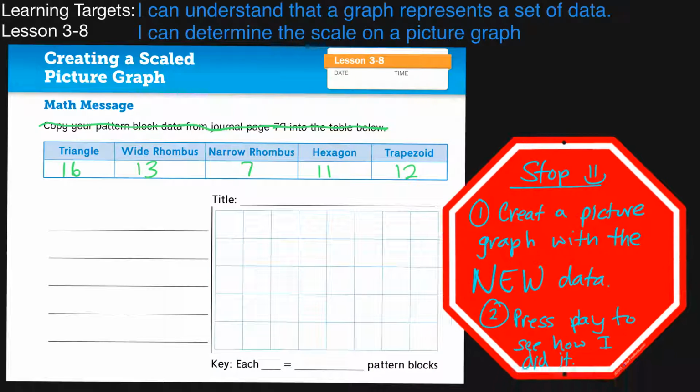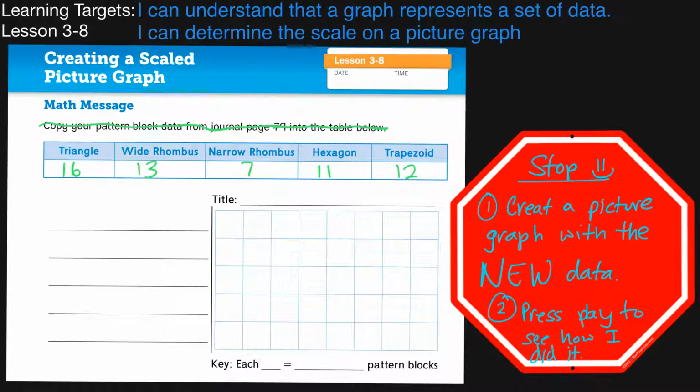When you've got that data copied in, you're going to stop the video. You're going to create a picture graph with the new data, this data here, and you're going to press play to see how I did it. I do want to give you the first step that I would do. If you do notice, there's going to need to be a title that you'll have to come up with.